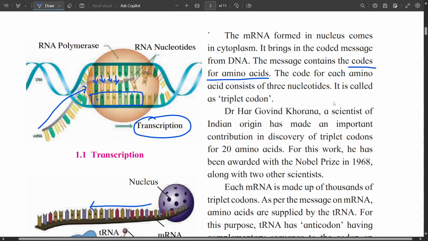The code for each amino acid contains 3 nucleotides, and that is called a triplet codon. That is adenine, guanine, uracil, cytosine. Out of these, 3 nucleotides form a triplet codon which contains information about a particular amino acid.